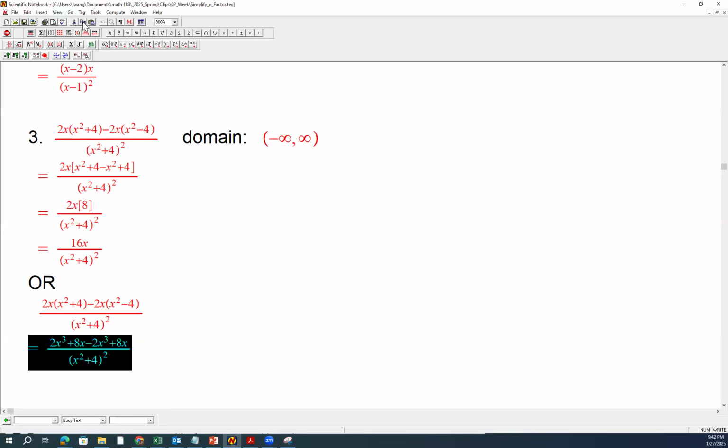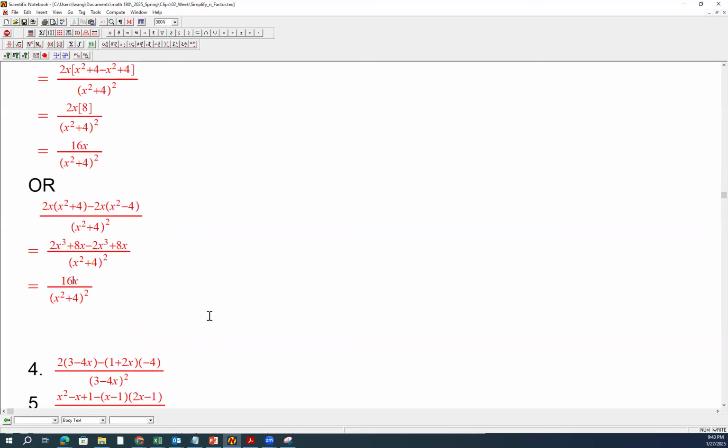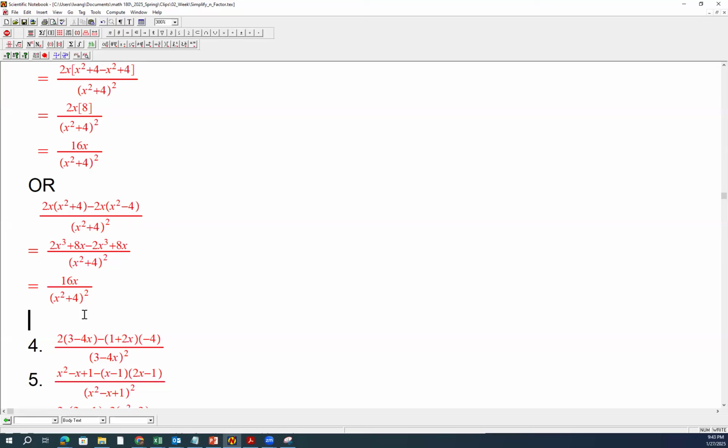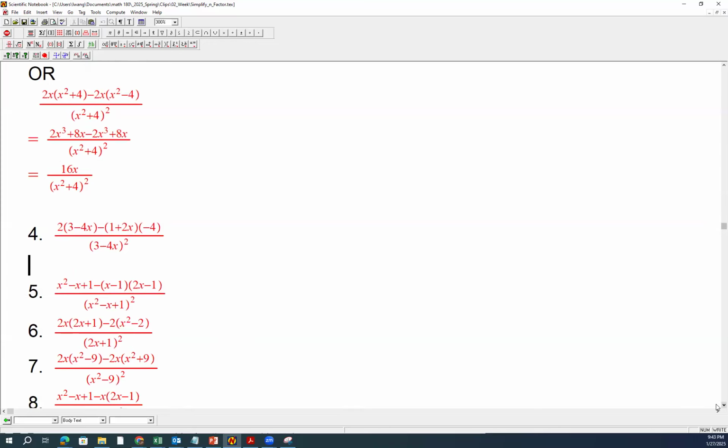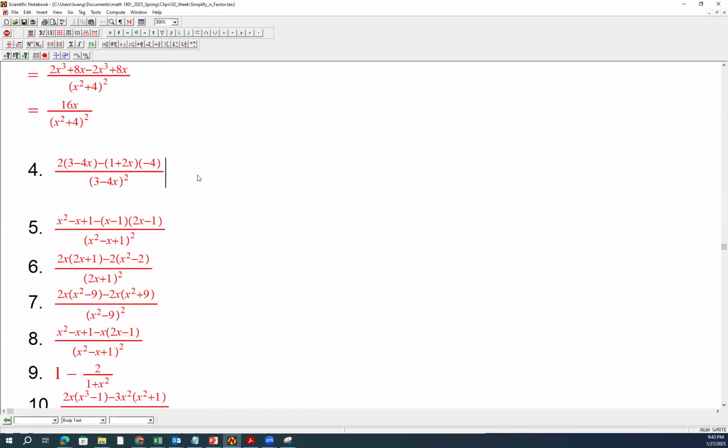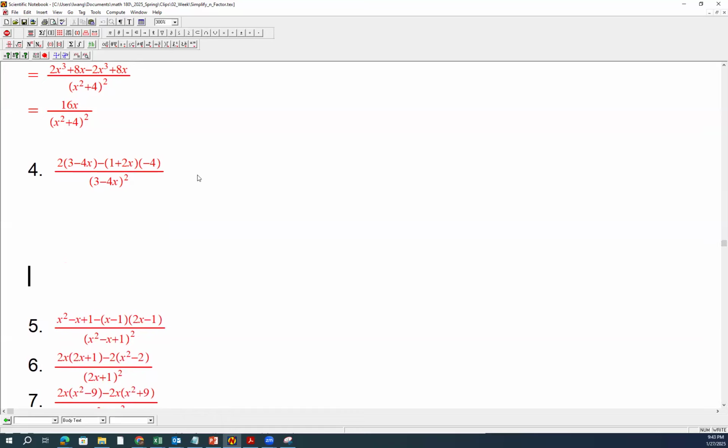So once again, you get the same answer. Negative 2x raised to the power 3 and 2x raised to the power 3 make 0. 8x plus 8x gives you 16x. Same answer, so any way you do it works. I don't require that you do algebra the way I do it. You can do it your own way, but the answer is usually unique. Keep going.